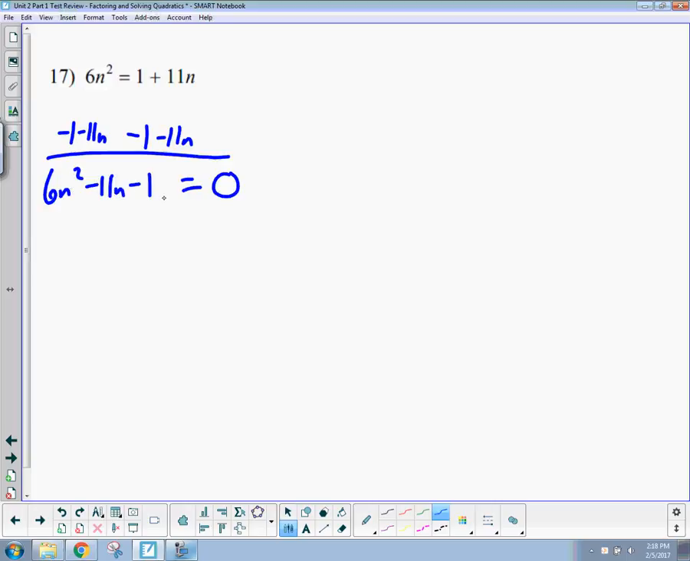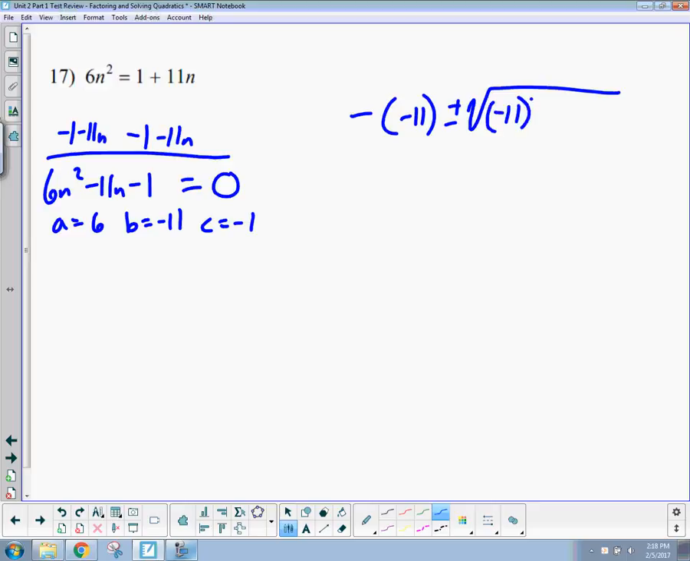Plug it all in your formula again. I got it by memory, so I'm just going to go ahead and start making my substitutions. Let's see, B squared, so that'd be -11. Again, don't forget your parentheses. Minus 4A, which is 6, times the C, which is -1. And then 2 times the 6. Sorry for that stray mark.